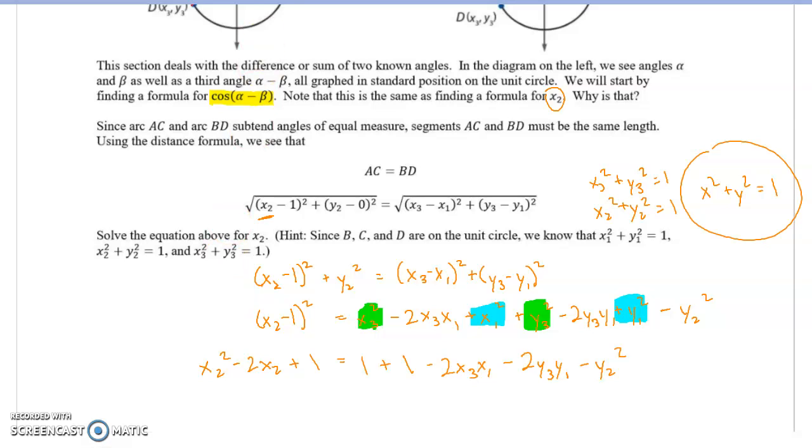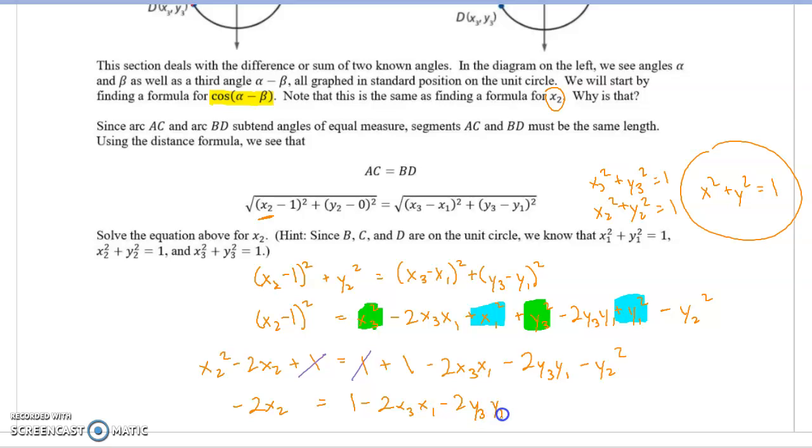Okay, so one thing you'll probably notice is that we've got a plus 1 on the left side and a plus 1 on the right side. Those can be subtracted out. Wait a second, hold on. This x2 squared goes nicely with this y2 squared. If I subtract that over, I'm going to get negative 2x2 equals, I still have one of these ones, minus 2x3x1 minus 2y3y1 minus 2 y2 squared, but also minus x2 squared.